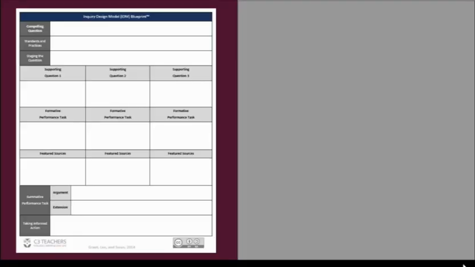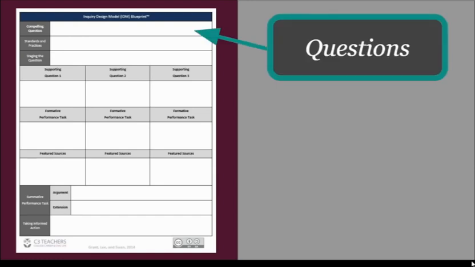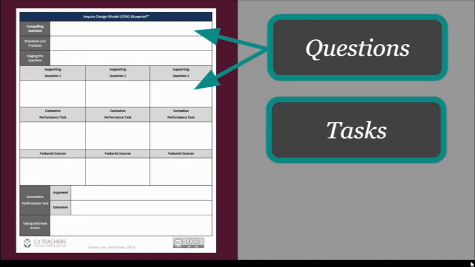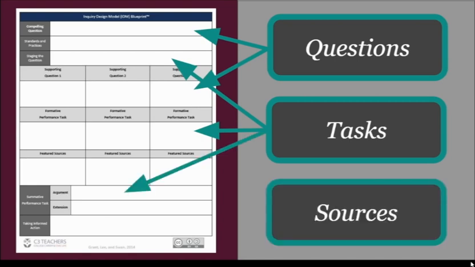So, just a quick review over that blueprint that we were looking at in video 1. The three most important components of IDM are the questions, like the compelling question and the supporting questions; the tasks, like the staging the question, the formative performance tasks, and then the summative performance task; and then the sources, those featured sources that go with each question and task.